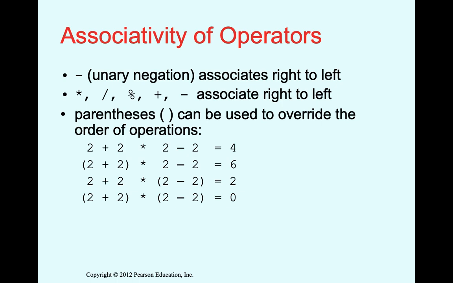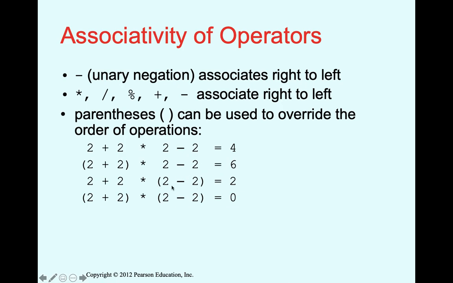Sometimes you can enforce some operation to be first by using parentheses. For example here, 2 multiplied by 2 is more important because it's multiplication. So it's 4. 2 plus 4 is 6, minus 2 is 4. But if you put parentheses here, you need to evaluate the parentheses first. So 2 plus 2 is 4, and then 4 multiplied by 2 is 8. 8 minus 2 is 6.